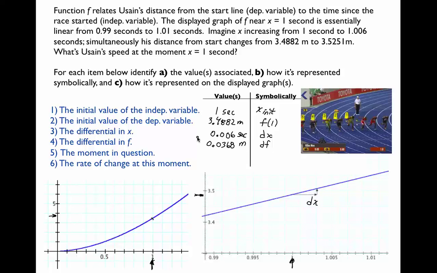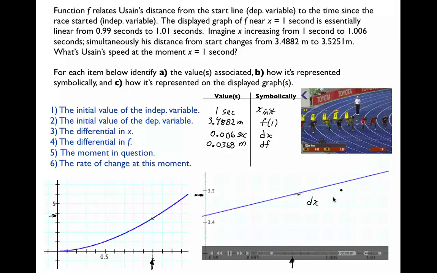So dx itself is changing from 0 to 0.006. As x changes from what to what? X changes from 1 to 1.006. So as x changes from 1 to 1.006, dx, the change, changes from 0 to 0.006. All right, so of course, df is shown by the little vertical arrow.